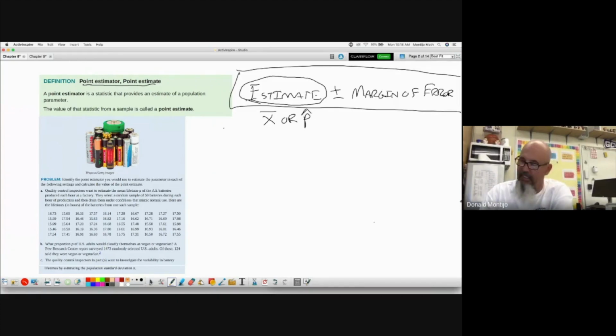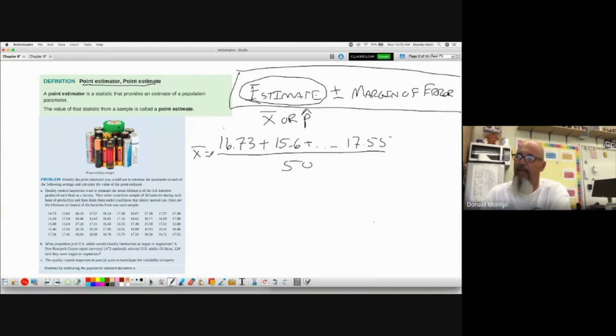So after I did that, I put in 16.73 plus 15.6 plus, until I've done that all the way to the last one, 17.55. Okay? And then divide that by the total number, 50, and that would give me X bar, my sample statistic, which in this case would be my point estimate. Okay? The value of that statistic, X bar, would be my point estimate.